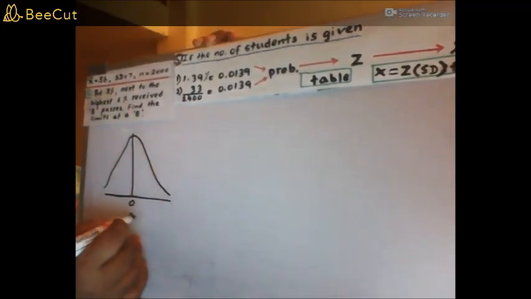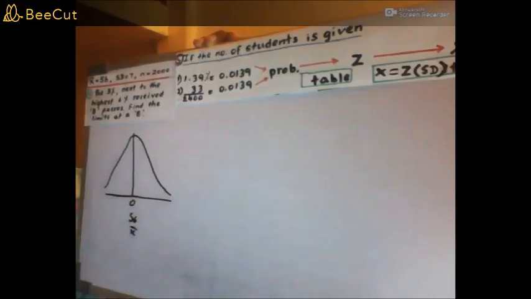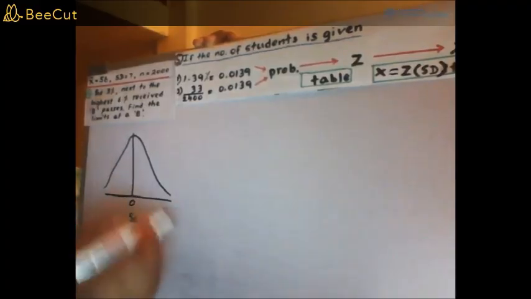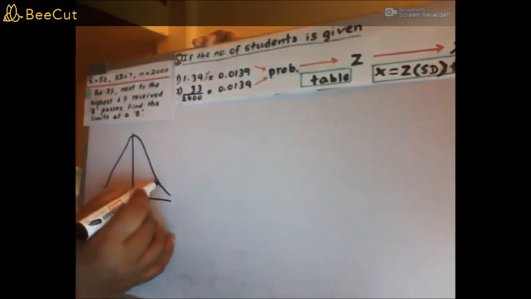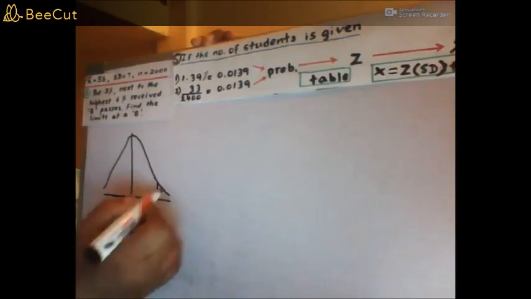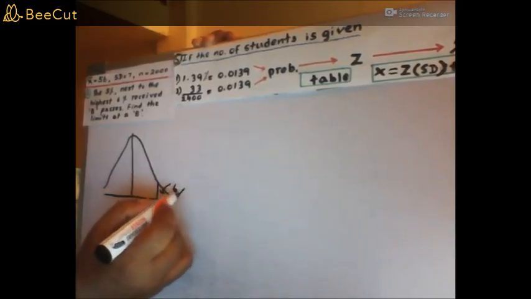0, it's 56. Now we'll go to the question. The 3%, not only 3%, next to the highest 6%. So where's the highest 6%? Here. Highest. Right? This is the highest 6%.